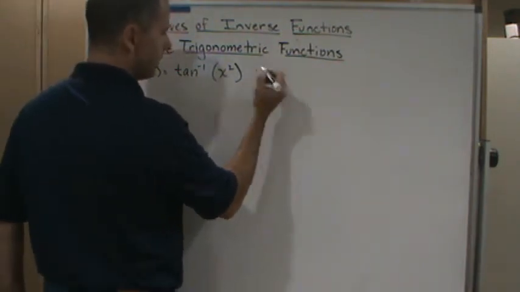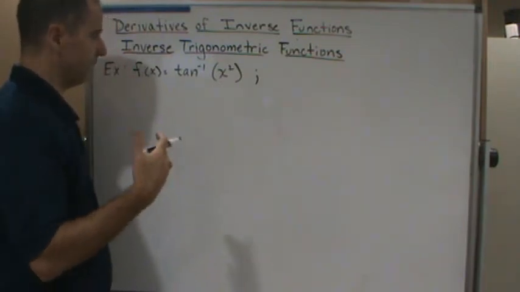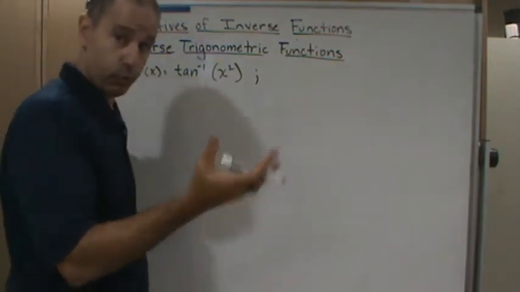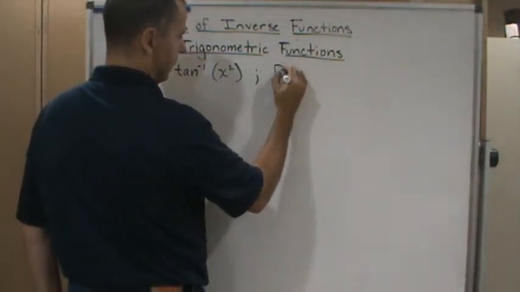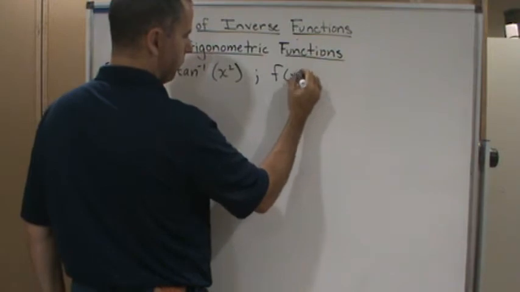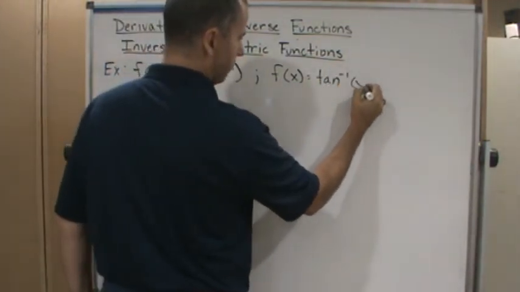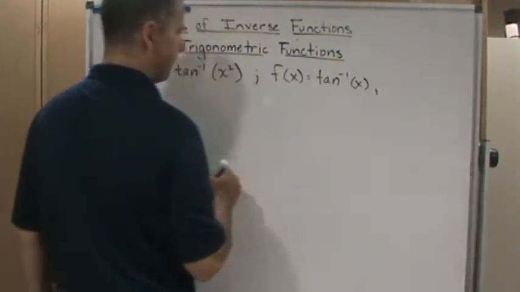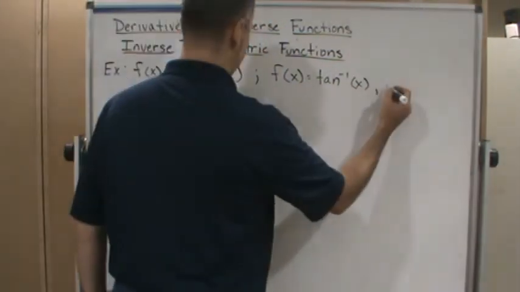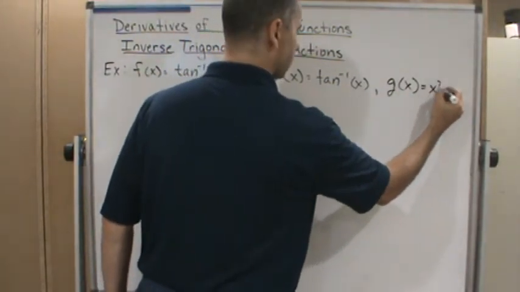Again, if you practice these, then you won't have to do this, but in the beginning, maybe it's helpful to just label these. So I would say, okay, let f of x equal, let's say, tangent inverse of x, right? It doesn't matter really the label, but so you can see it better, right? Then the inside function, let's make that g of x equal to x squared.